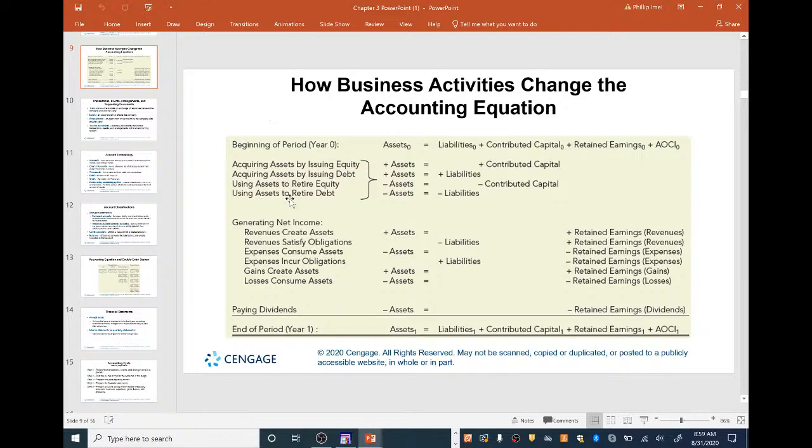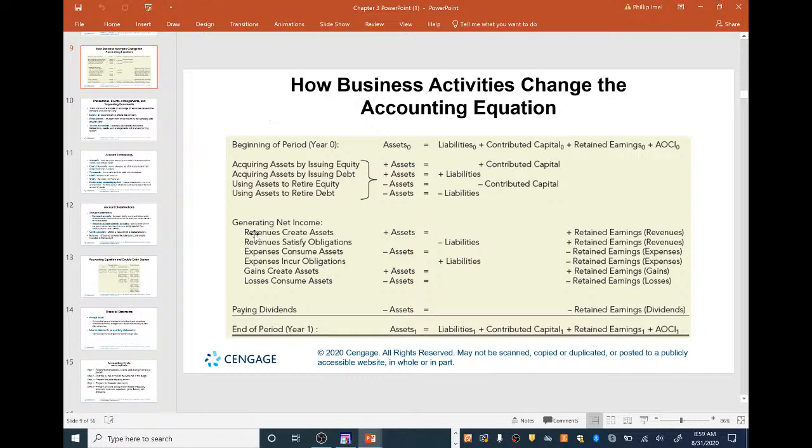Next, using assets to retire debt. Once again, if we're consuming assets or if we're using up assets, assets are going to once again decrease. And why again are we using or consuming these assets? It's for the purpose of retiring debt. So if we're retiring debt, then liabilities have been satisfied, so they're going to be reduced as well.